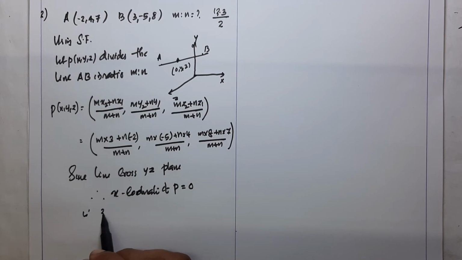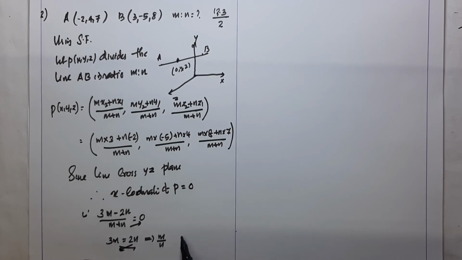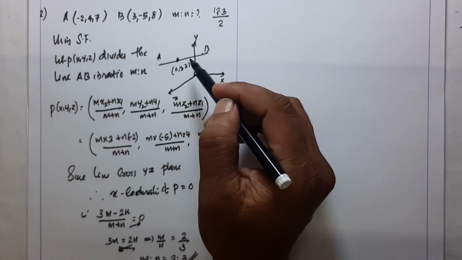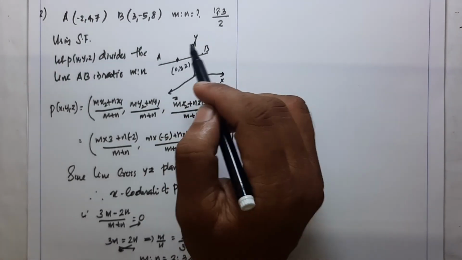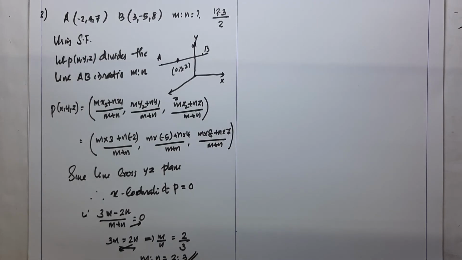That is, (3m minus 2n) divided by (m plus n) is equal to 0. Cross multiplying, we get 3m is equal to 2n. That implies m divided by n is equal to 2 by 3, and therefore the required ratio m is to n is equal to 2 is to 3. That's all. That means in the YZ plane, the point P divides A and B in the ratio 2 is to 3.